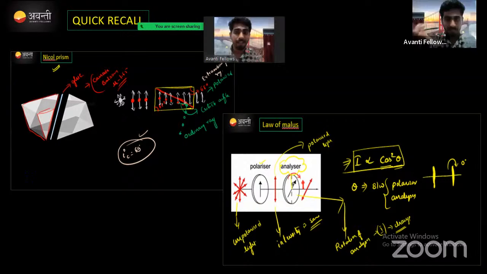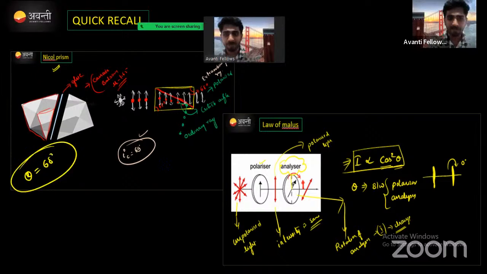In the Nicol prism, the angle theta value will be 68 degrees. This is a special angle. Here we are going to take two prisms which have a 68 degree angle, and we paste these two prisms with a glue. That glue we call Canada balsam. Canada balsam has a refractive index of around 1.65. It is greater than the refractive index of the prism.